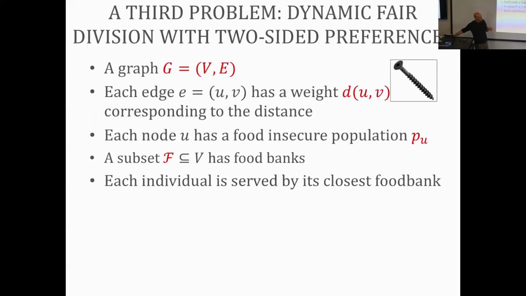So my new model is graph-based. I'll think of having a graph, and I'll have edges with weights corresponding to the distances. Each node will also have a weight corresponding to the food insecure population, and some of the nodes will also have food banks. So I have a graph. Some nodes have food banks. Every node has some population. The nodes you can think of as counties. And I'll assume that every individual is served by the food bank closest to them, under my metric.